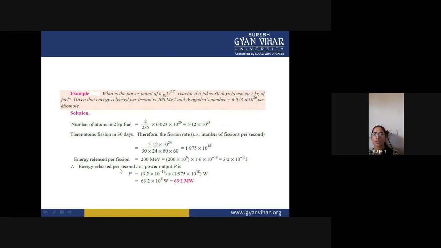So energy released per second, that is power output P is equal to 3.2 into 10 to the power minus 11 into 1.975 into 10 to the power 18 watt. So you are getting power output P is equal to 63.2 into 10 to the power 6, which is equal to 63.2 megawatt.